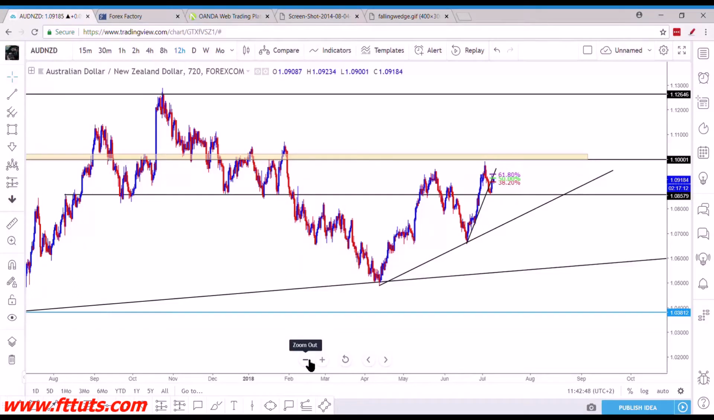Triangles and wedges. So we've seen reversal patterns, continuation patterns, and now triangles and wedges. Why it's not in either continuation or reversal is because it can actually be both. It depends on the context. So let's look first, what is a wedge?